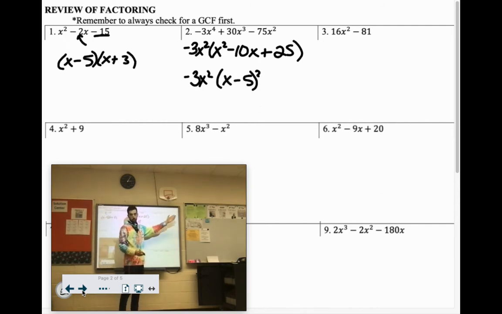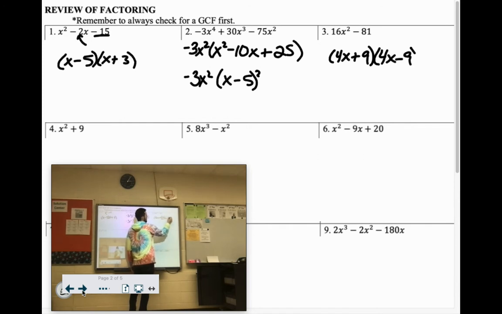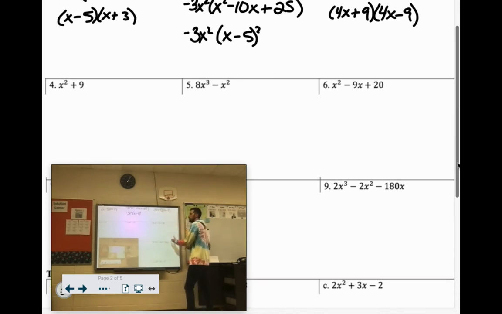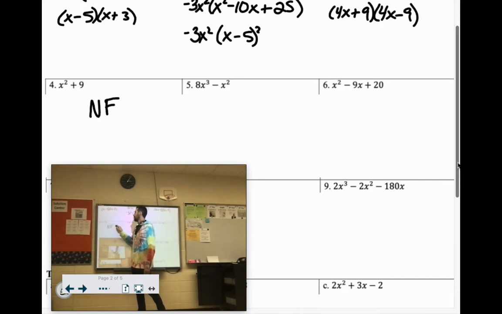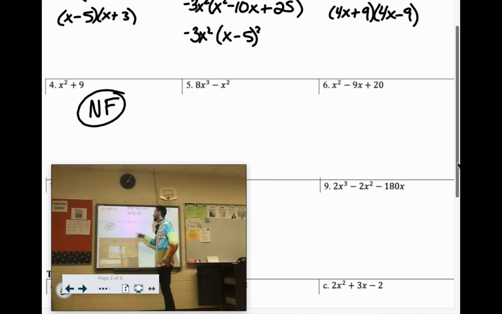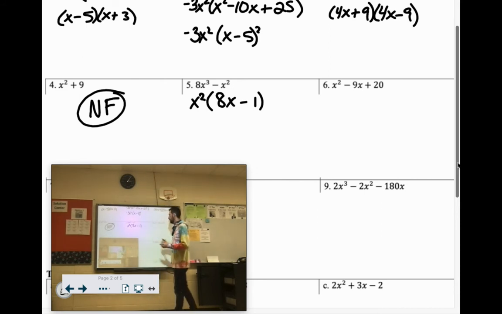Here we have the difference of squares. You square root them, put one with a plus, one with a minus. 4x plus 9, 4x minus 9. So a lot of old stuff coming back here. Now remember, it has to be subtraction between them for them to be factorable. So there's no such thing as the sum of squares. So that one is not factorable. Here they have an x squared in common, which would leave us with 8x minus 1. You can't go any further with that.